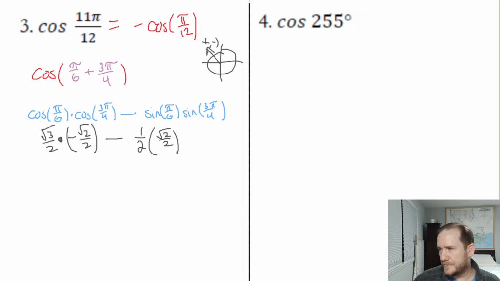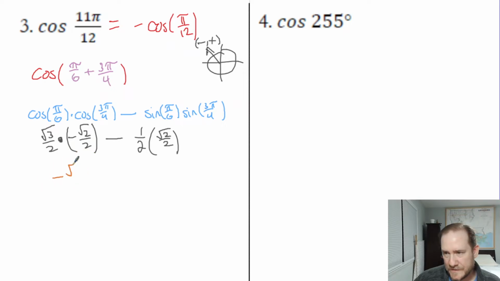Oh, I did that backwards. But that's why the cosine is negative, but the sine is still positive, because we know in this quadrant we've got negative x's, meaning negative cosines, but we've got positive y's, meaning positive sines. So anyway, the rest should be a piece of cake.